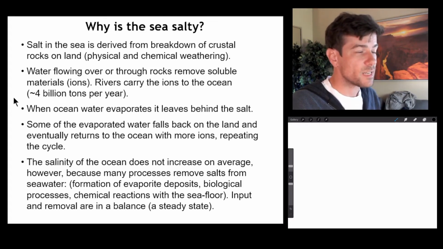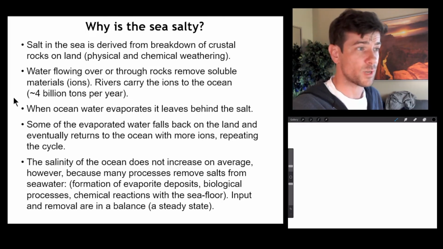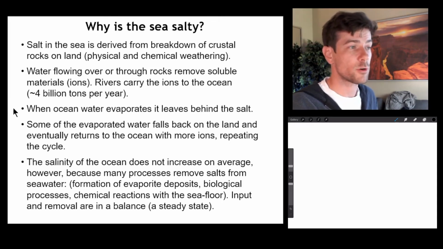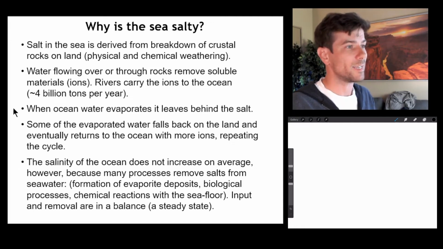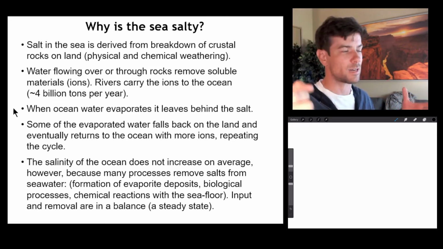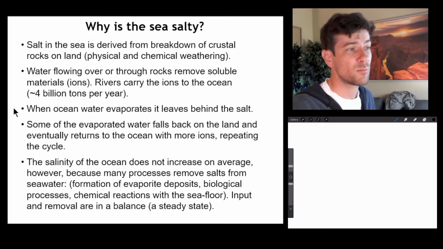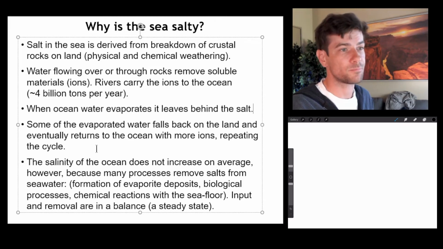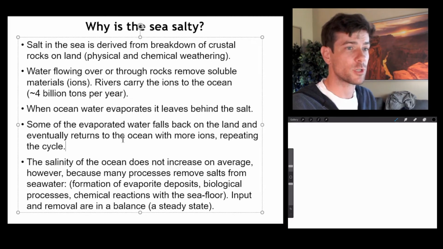When water evaporates, it leaves behind dissolved constituents like salts. Okay, and that's why we use distillation as a form of purification, right? Distilled water, like you get from the grocery store to put in your iron, it's collected. Distillation is just evaporating a solution and then condensing it and collecting the condensate, and that's a form of purification because, again, when water evaporates, it leaves behind the salt. Okay, so some of that evaporated water falls back on land and completes the cycle, returning to the ocean with more ions, repeating the cycle.